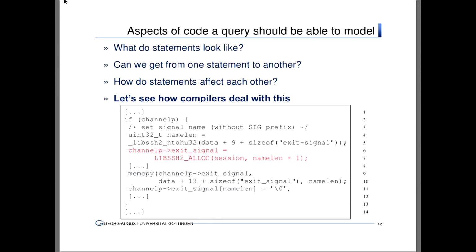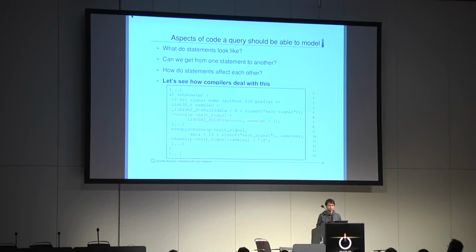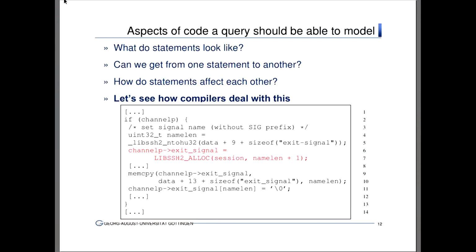Now, the prime question is, if we want to build a good search engine, what does our language need to be able to model? Overall, I think it's the following. We need to ask, what does the statement look like? Can we get from one statement to another? And how do the statements affect each other? We can, of course, take a look at how people who design compilers have tackled these problems, since when you write an optimizer, you need all this kind of information.